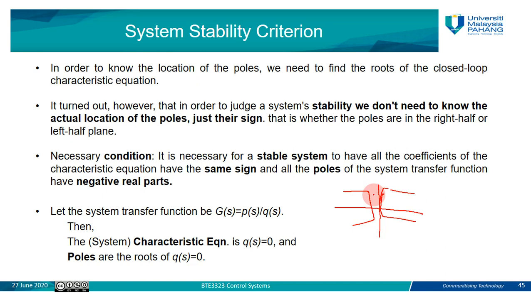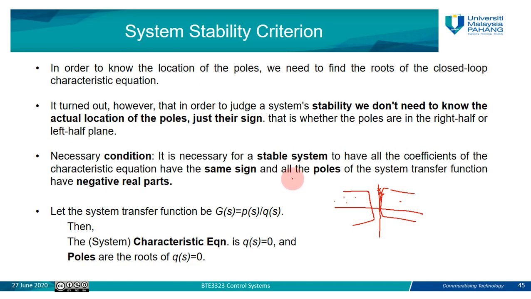So we do not need to know where the pole is. Is it at 5, at 4, at 3? No, it's negative. If the pole is negative, the system is stable. If the pole is positive, the system is unstable. If the pole is imaginary, that means it is located on the imaginary axis, so the system is marginally stable.